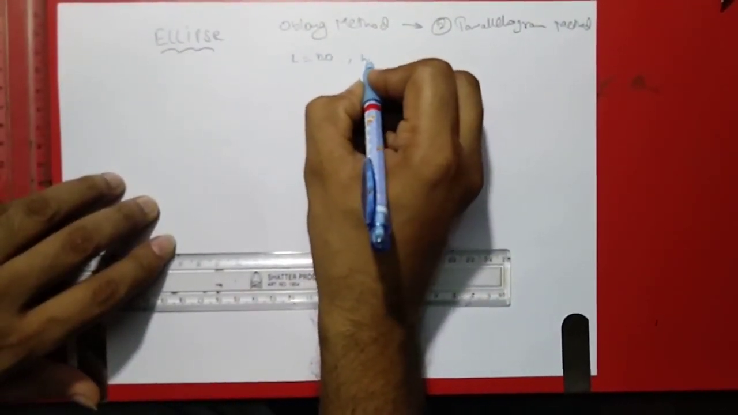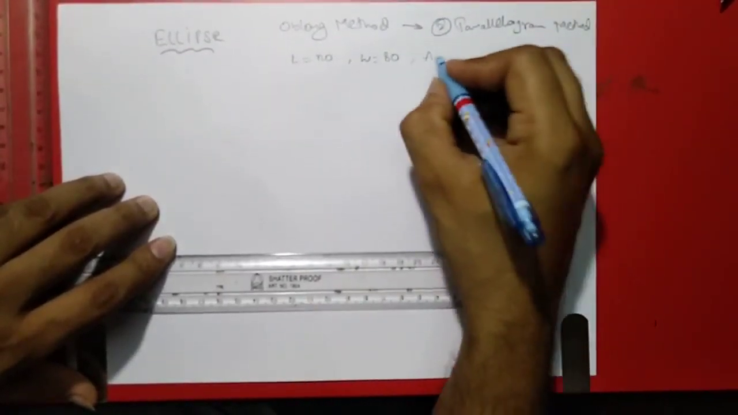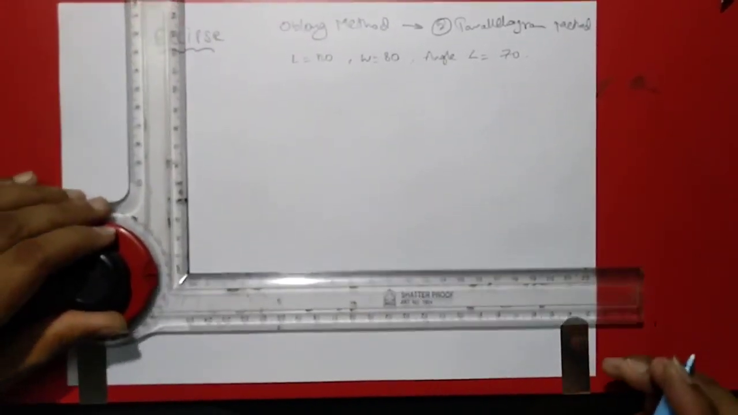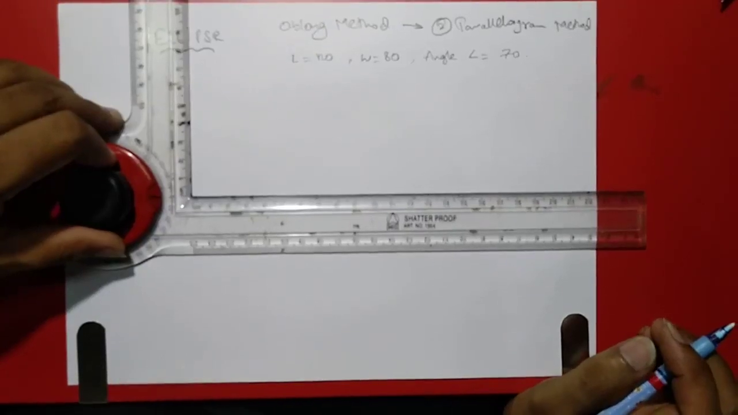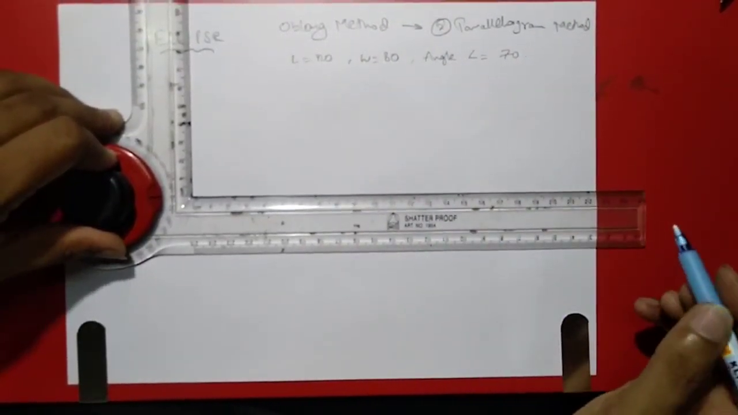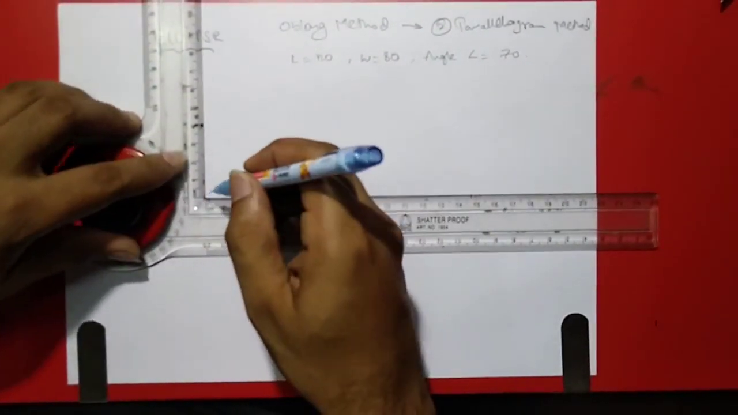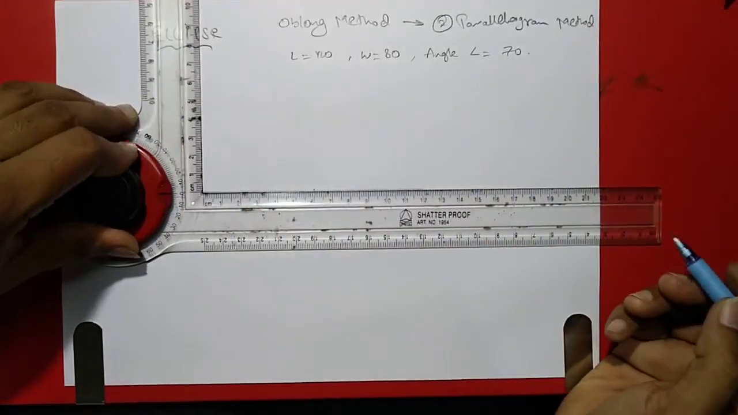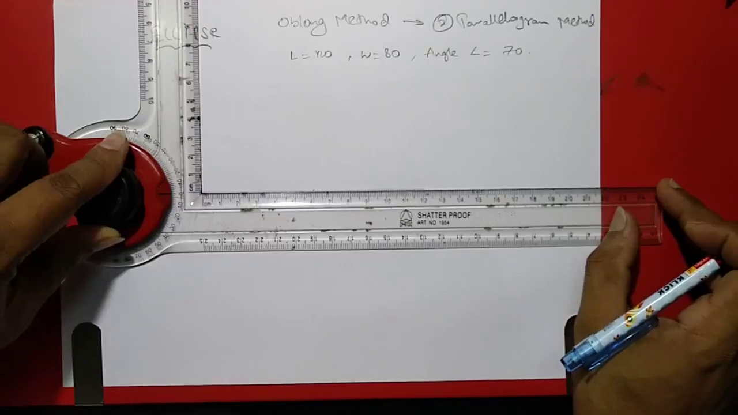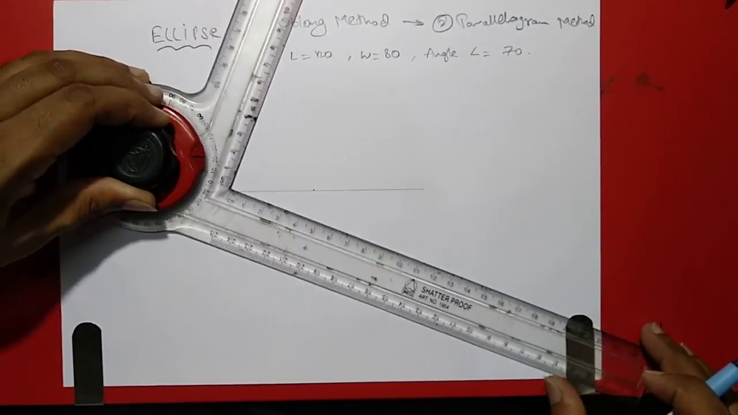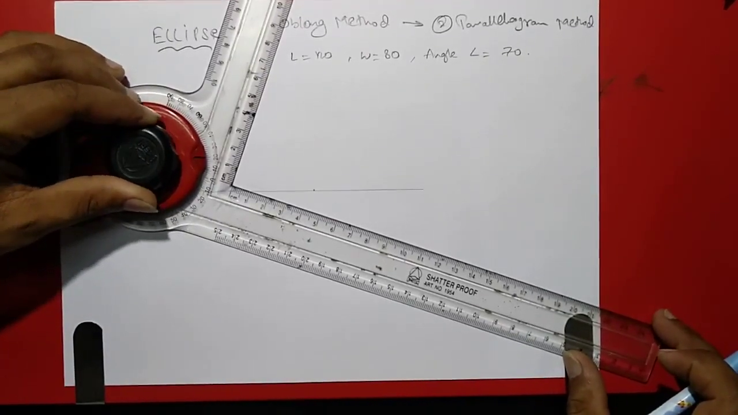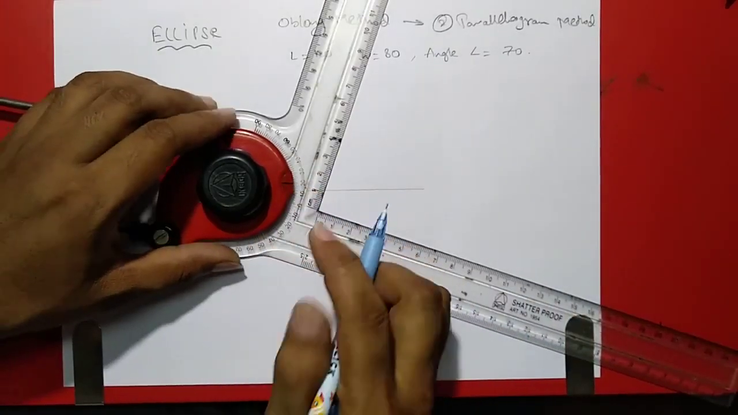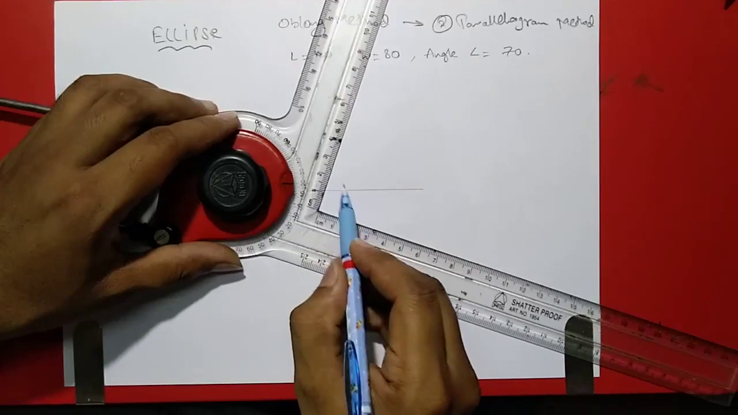The length would be 120 and the width would be 80, and the angle would be 70 degrees for construction of our parallelogram. For this, I'll first draw the major axis and the minor axis with the same angle. 120, half would be 60, and the width would be 80. So first I'll take an angle of 70 degrees. This would be the 70 and opposite, if I take 20 degrees for this line, from here to here it would become 70.